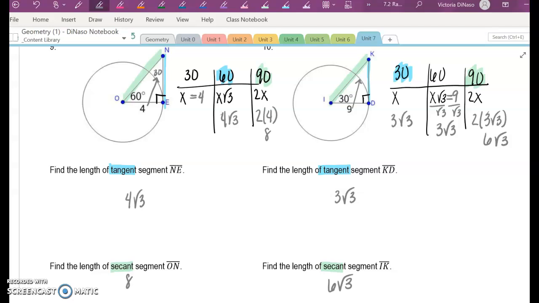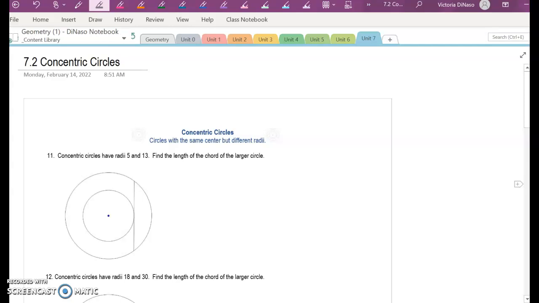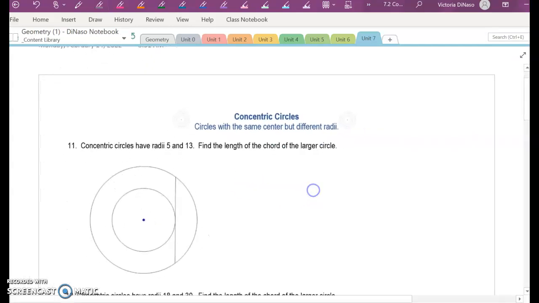So this concludes the first part, the very first theorem of today's lesson. We have one more theorem to go, which is concentric circles. So all a concentric circle is, it's a circle with the same center but a different radius, okay? So it's always going to be a circle inside of a circle.